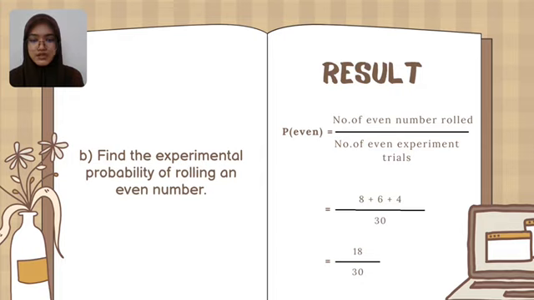B. Find the experimental probability of rolling an even number. So the formula is probability of even equals the number of even numbers rolled divided by the number of experiment trials. So we're adding all the even numbers that we get from the frequency. So 8 plus 6 plus 4 divided by the number of experiment trials, which is 30. So the answer is 18 divided by 30.